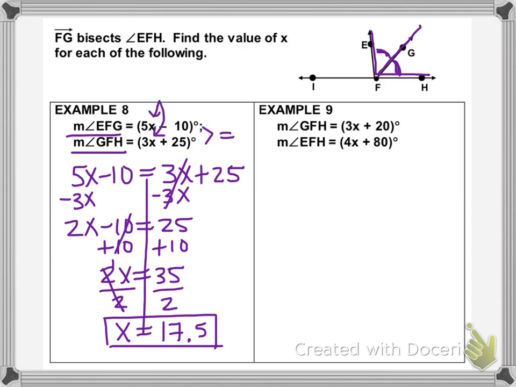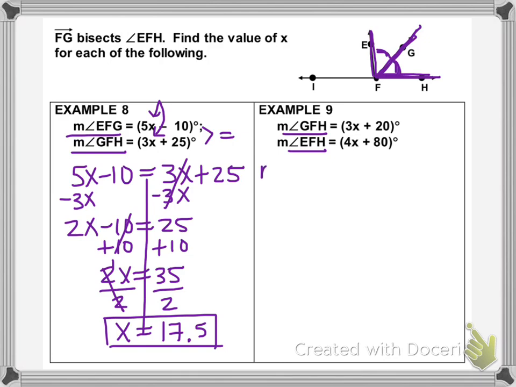Okay, let's do example 9. Example 9, we also have an expression for the 2 smaller angles, GFH and EF. No, we don't. My bad. GFH is this smaller angle on the bottom. EFH is the whole angle. So now we're going to use that segment addition postulate. So we can say the sum of the 2 smaller angles equals the larger angle.